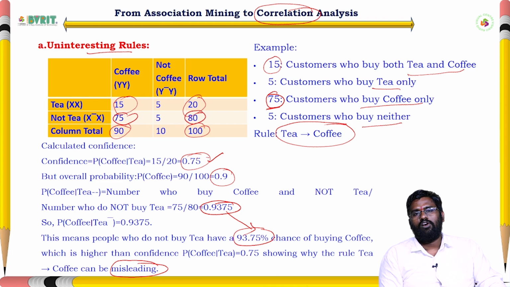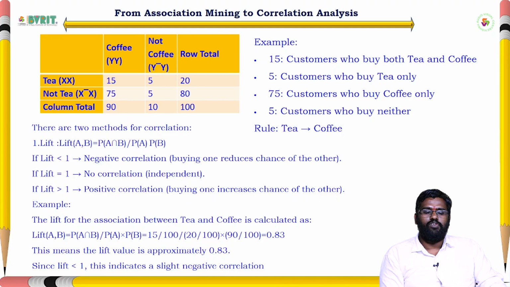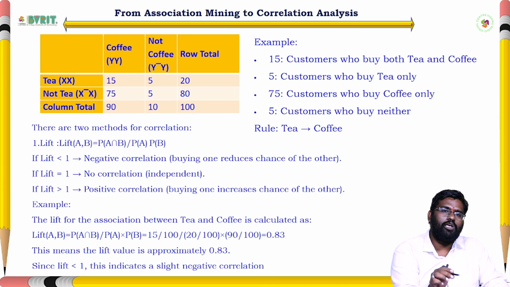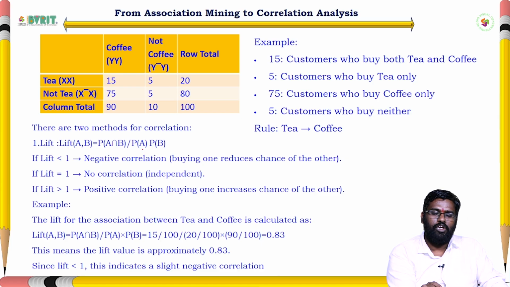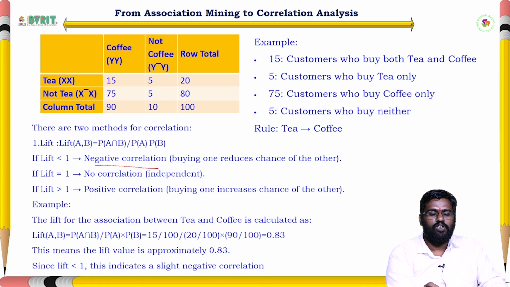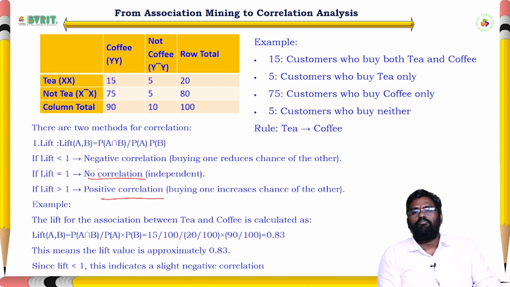Now based on the correlation analysis, we have two methods. The first method is lift. Lift is used to calculate the intersection of the two events, here A and B mean T and not T, with respect to the probability of A and the probability of B. If the lift value is less than 1, there is negative correlation. If the lift is equal to 1, there is no correlation between the values. If the lift is greater than 1, there is positive correlation between the values.